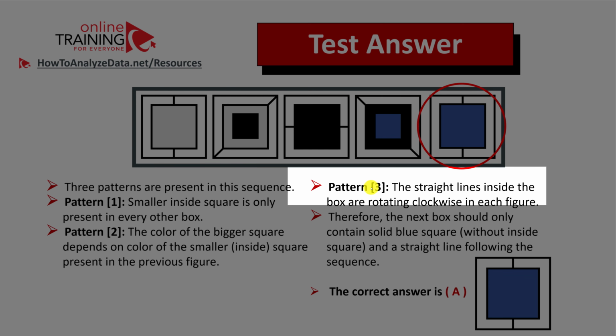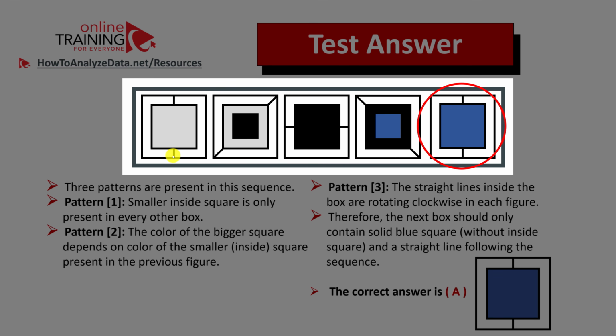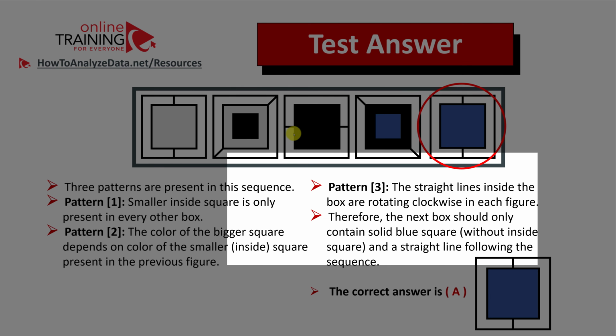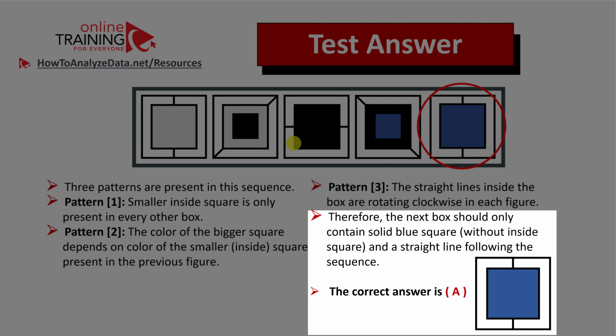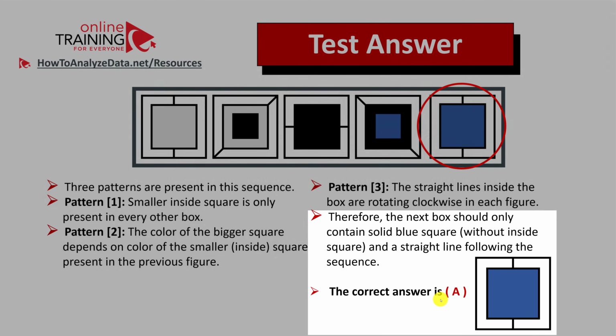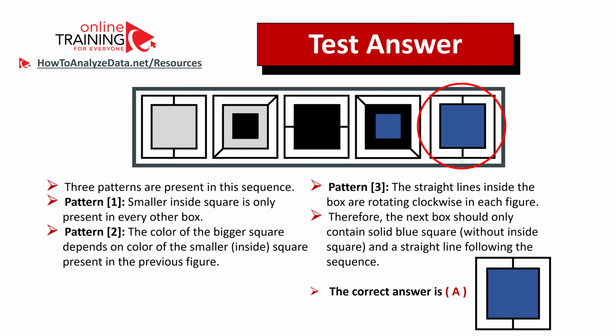The pattern number 3 is the pattern of straight lines, and you see that on the background there is a straight line here, and the straight line is present in every figure. If you look closely, you will see that the straight line rotates clockwise. So based on this information, you can see that the next square should only contain solid blue square without inside square and straight line following the sequence. This leads us to correct answer for this particular question, being the choice A. Hopefully you've nailed this question and now know how to answer similar problems on the test.